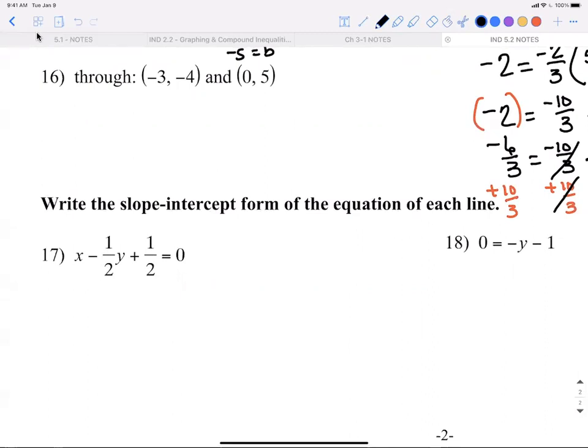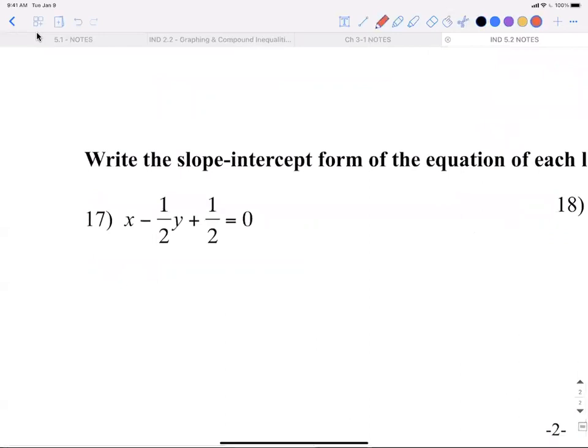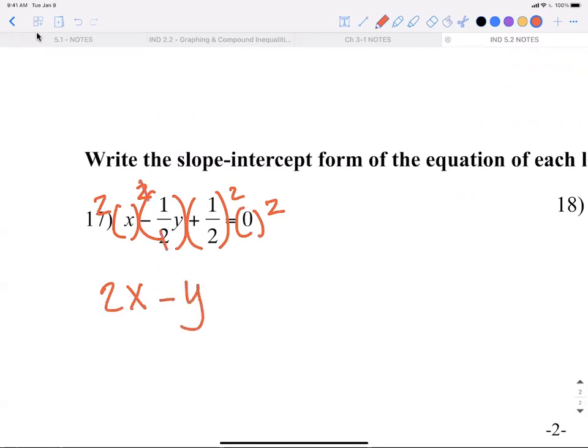Fractions. If I want to get rid of the fraction, all I have to do, multiply this by 2, multiply this by 2, this by 2, and this by 2. Okay, as long as I do it to all 4 terms here, fair game. 2x minus, these two cancel out, minus y. These two cancel out, plus 1. What's 0 times 2? 0. Now it looks a whole lot easier to get y by itself.